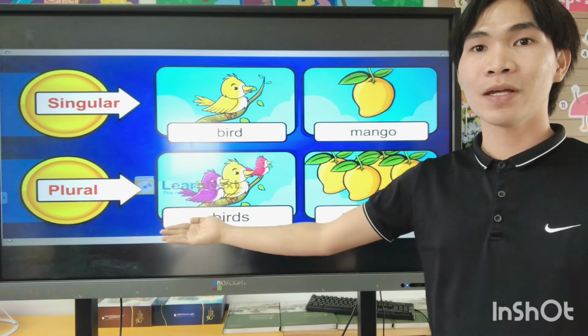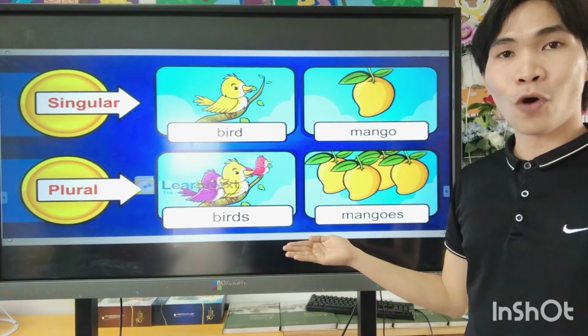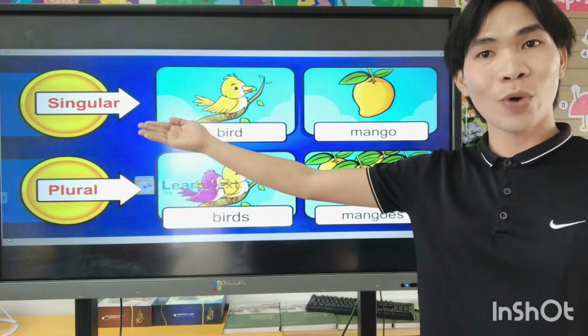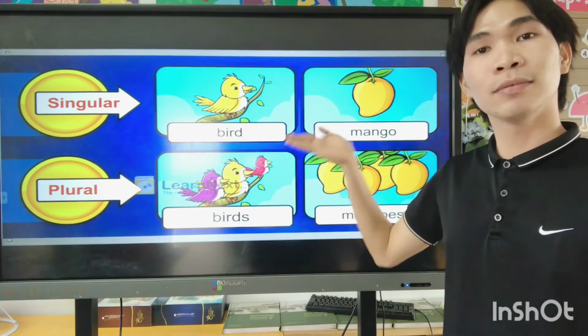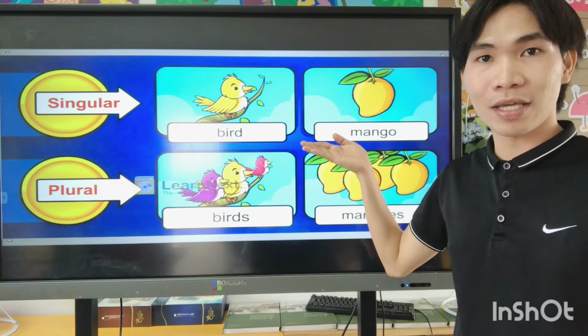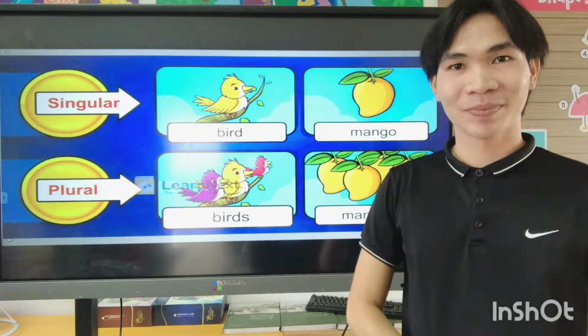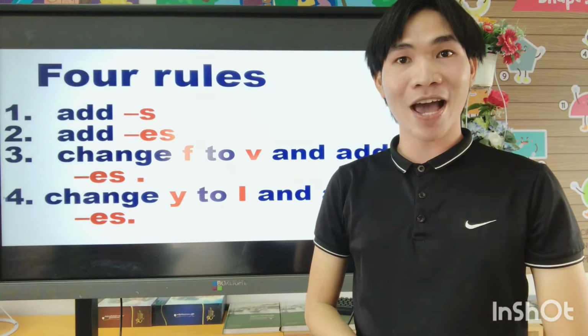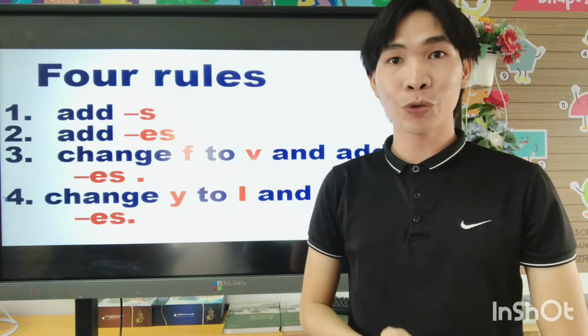Plural, two birds, four mangoes. One bird, singular. Two birds, plural. One mango, singular. Four mangoes, plural. In pluralization of nouns, there are four important rules to remember.